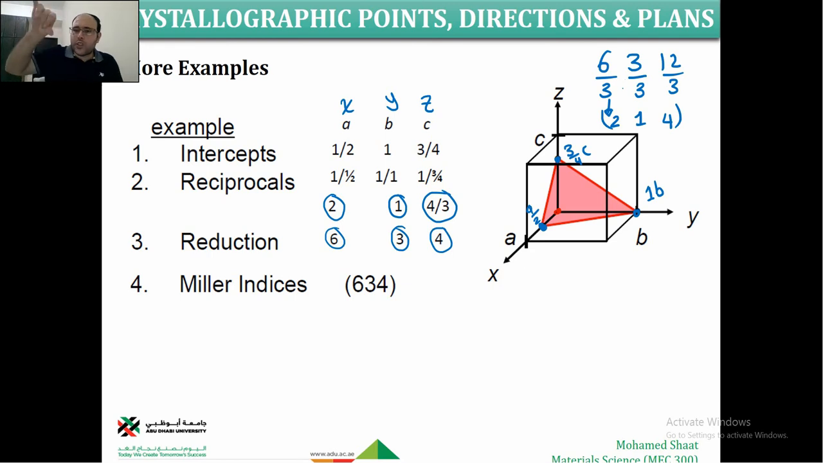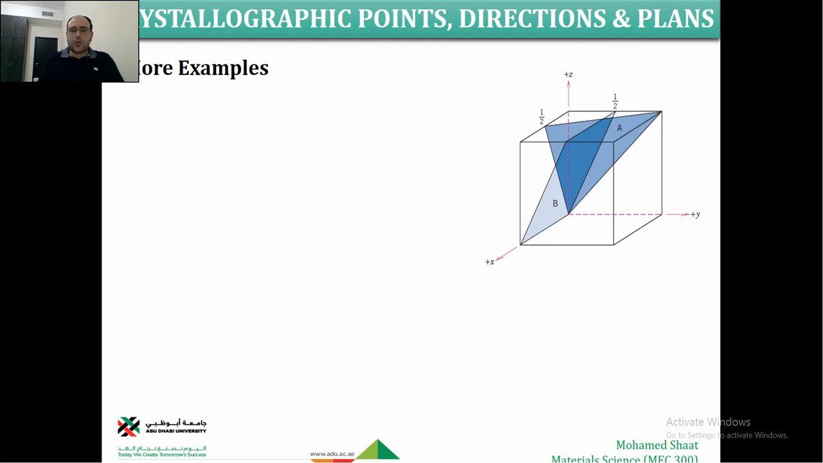But if the smallest integer is not 1, you should try to divide all the indices by this number. If you got integers, this will give you the Miller indices, or the smallest combination of integers. But if you try to divide by that number and for some reason one of the indices is a fraction, then there is no further reduction, and in that case the last combination of integers that you got will be the Miller indices. Make sense? Now let us consider this example.